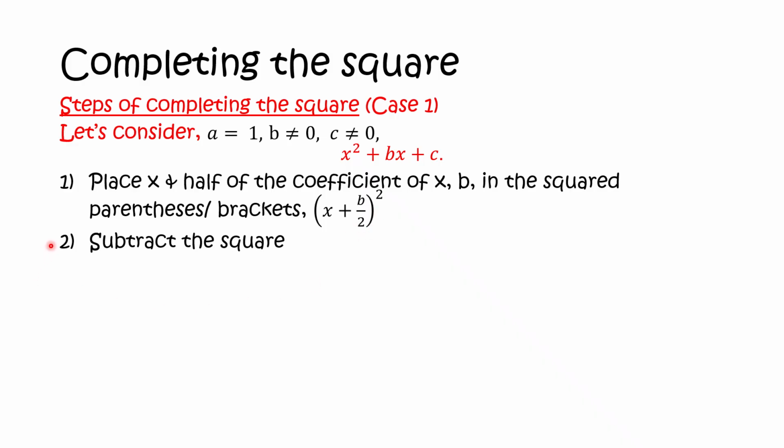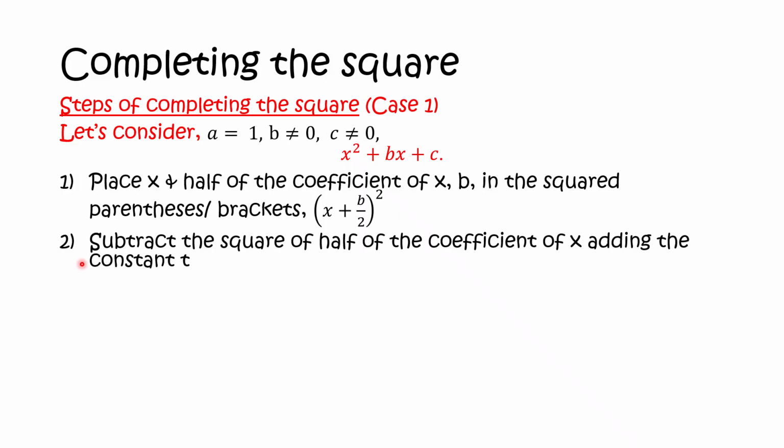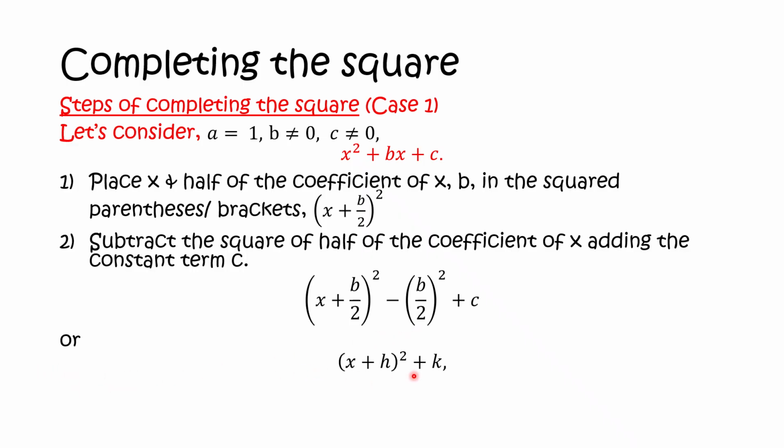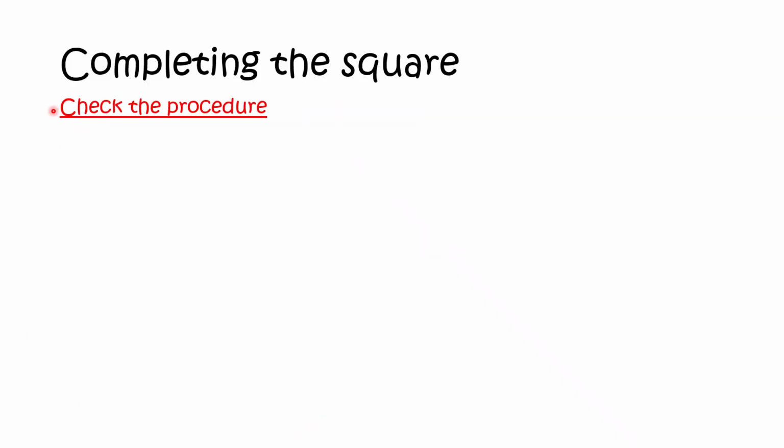The second step: subtract the square of half of the coefficient of x, adding the constant term c, so that we have the squared term minus (b/2)² plus c, or in short, (x + h)² + k, where h is equal to b/2 and k is equal to -(b/2)² + c.